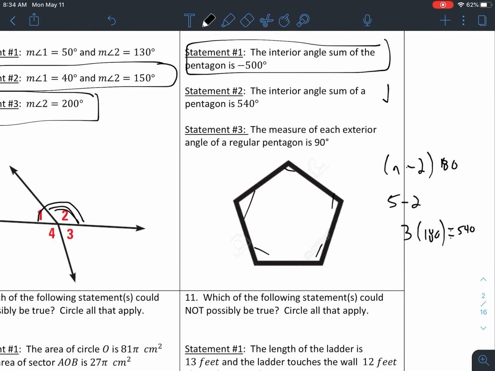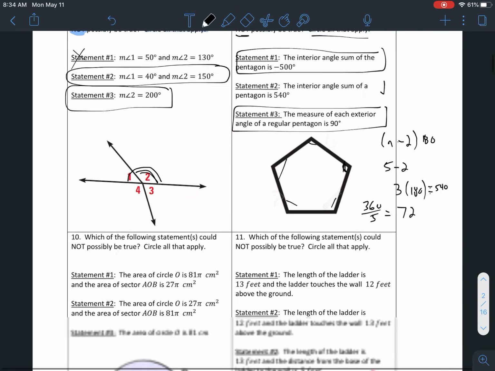Statement 3, the measure of each exterior angle of a regular pentagon is 90 degrees. Okay, so we take 360, because we know we're going around 360, divided by 5. When we type that in our calculator, it comes out to be 72. So each of these angles will be 72 degrees. Well, that's not true, 72 does not give us 90 degrees. So each box there is a false statement.